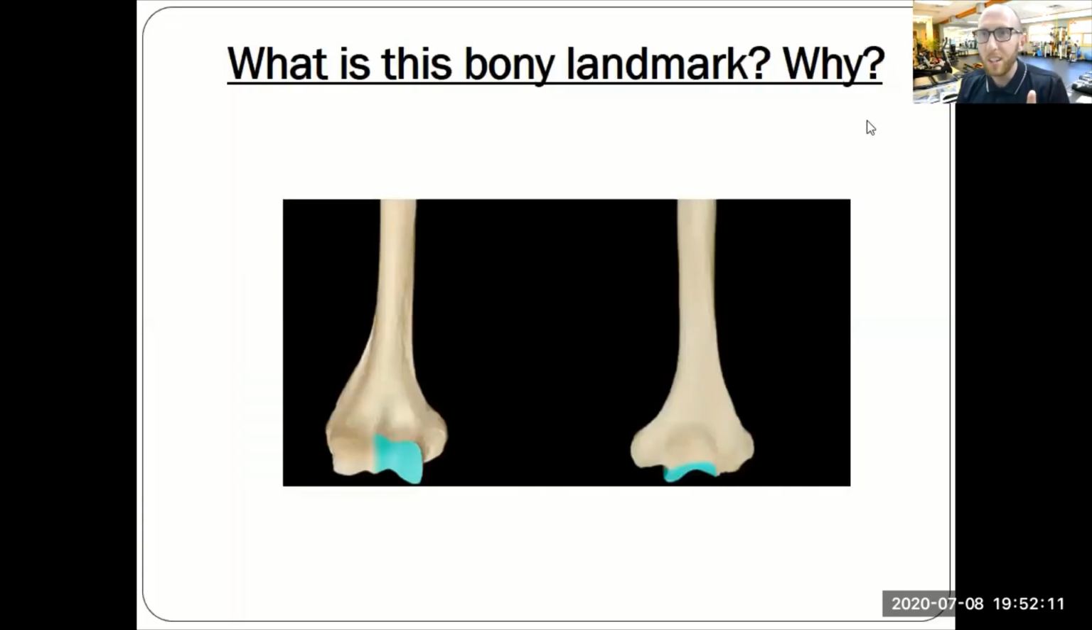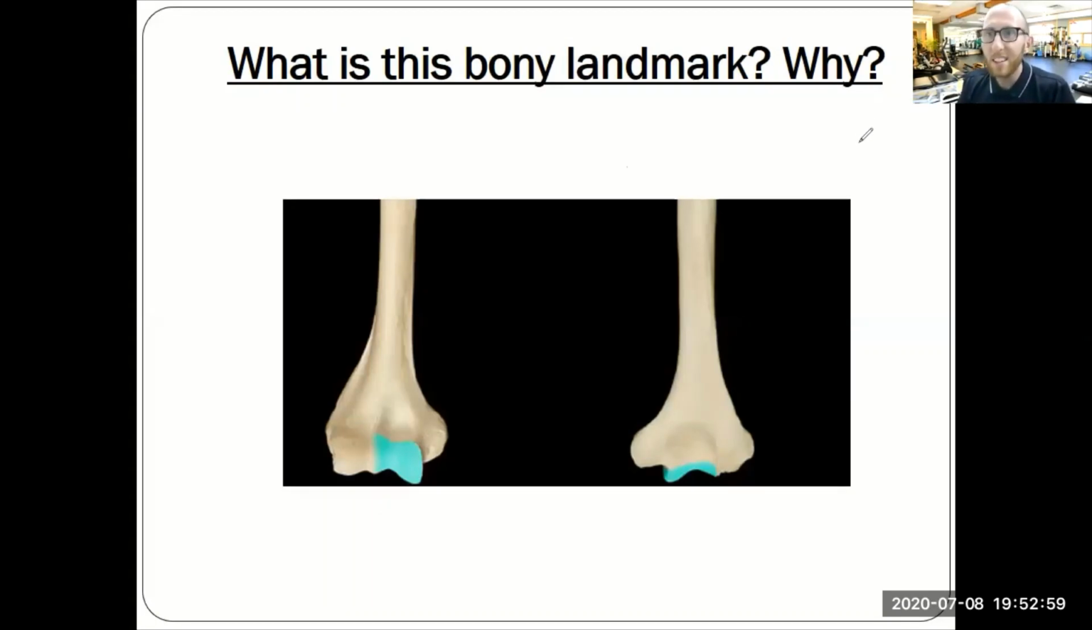Quick question for you. Take 10 seconds, but you tell me, what is this bony landmark down here? It's been highlighted. I'll even highlight it even more. Anterior view on this side, posterior view on this side. 2 seconds. If you said the trochlea, you would be correct. This is the trochlea for sure.